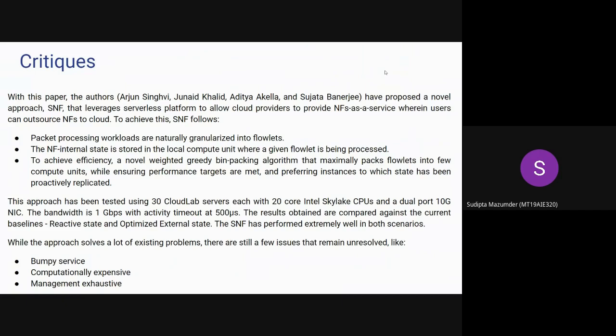This particular approach has been tested by the authors using 30 CloudLab servers, each with 20-core Intel Skylake CPUs and a dual-port 10G NIC. The bandwidth is 1 Gbps and the timeout is kept at 500 microseconds. This is compared against the current baselines, reactive state and optimized external state. Against both, the SNF has performed remarkably well. While this does solve a lot of problems, we still have a few issues that remain. Some of them are bumpy service, computationally expensive, and management exhaustive.